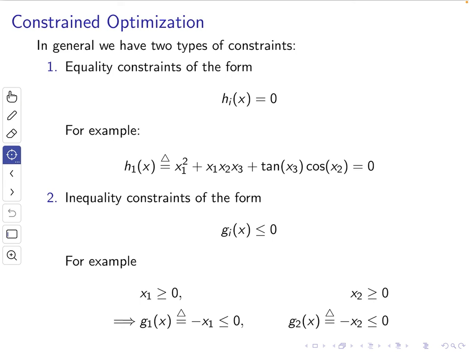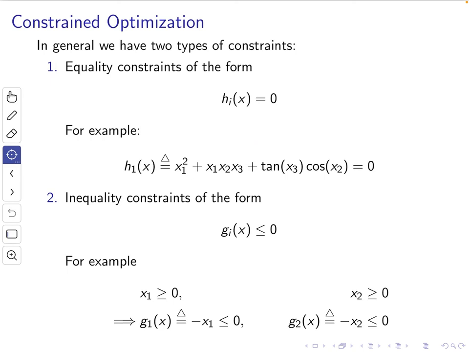Okay, so I want to finish up by just talking about general constrained optimization problems. With general constrained optimization, we have two different types of constraints: equality constraints and inequality constraints. Equality constraints look like the following. h_i of x, the ith constraint, is equal to 0. So for example, if I said x1 squared x2 x3 plus tangent x3 cosine x2, I just made that up, is equal to 0, this would be an equality constraint.